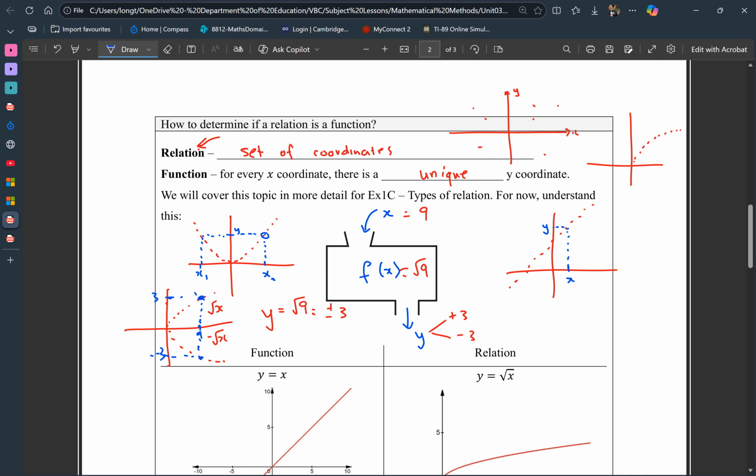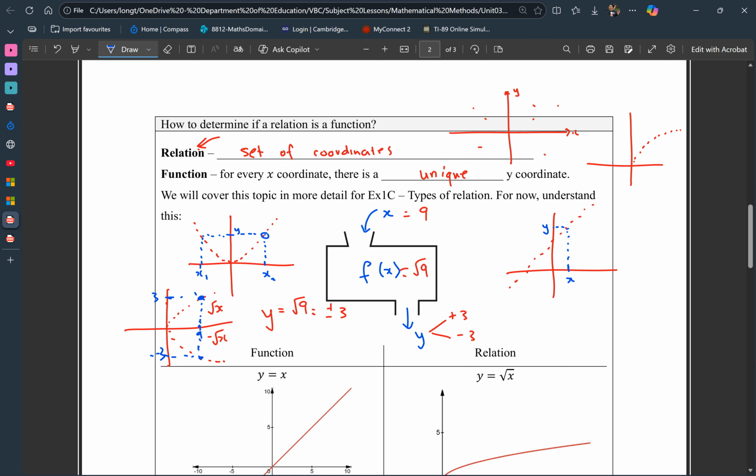And one of the exams in the past, that's what they tested. They said in the exam, sketch the square root relation, not square root function. And because they wrote relation in there, they bolded it as well. Students didn't know what a relation meant. So they drew a square root function because that's what they're used to.